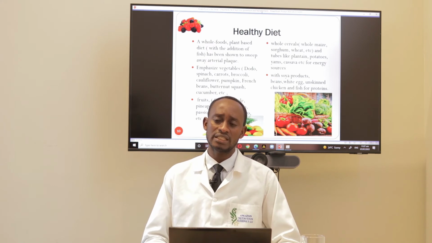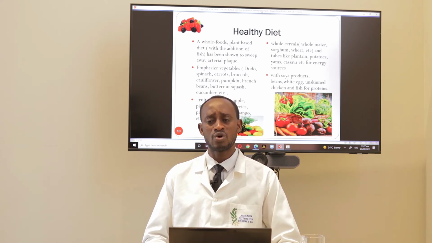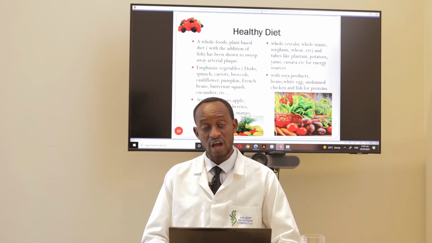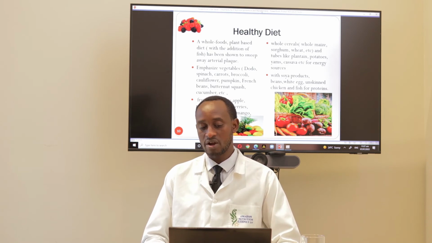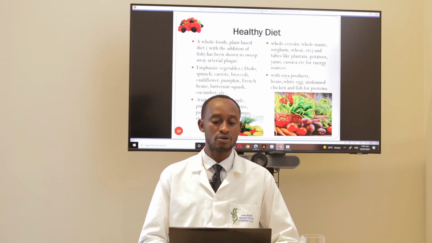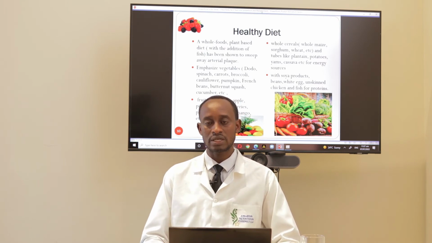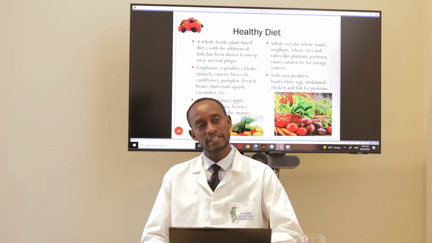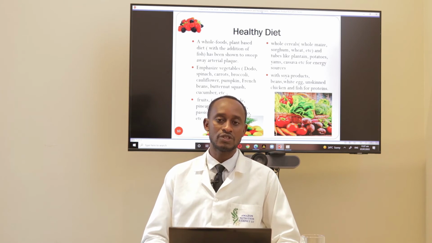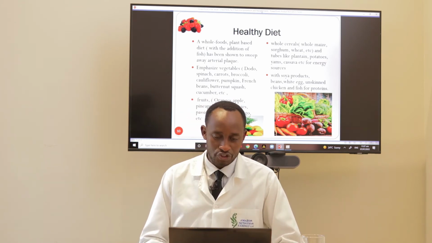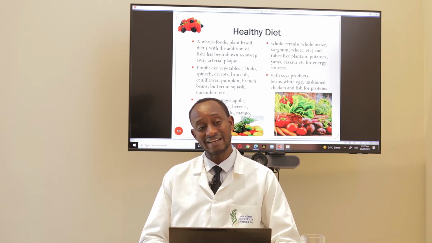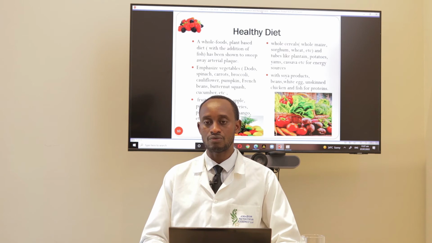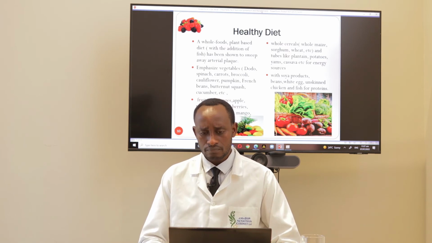When we talk of a healthy diet, this is where we also emphasize that people should eat fruits. We have a variety of fruits: oranges, apples, pineapples, guava, berries, passion fruit, tamarind, mangoes. There are different types of fruits around. For the health benefits, it is very advisable and encouraged for the population to consume fruits, because they can contribute to the prevention and management of cardiovascular diseases.